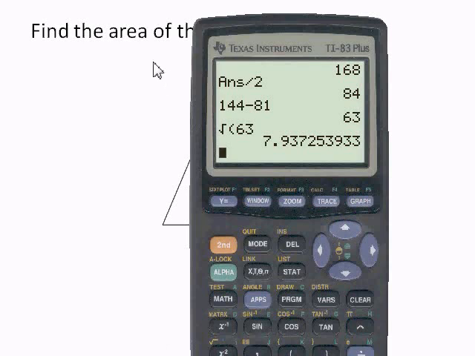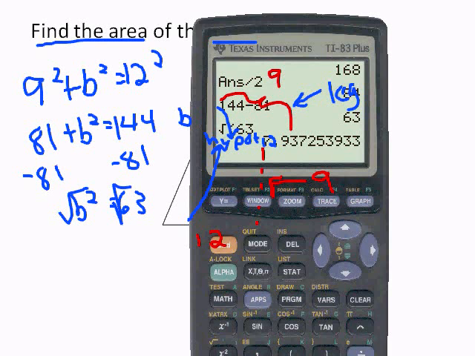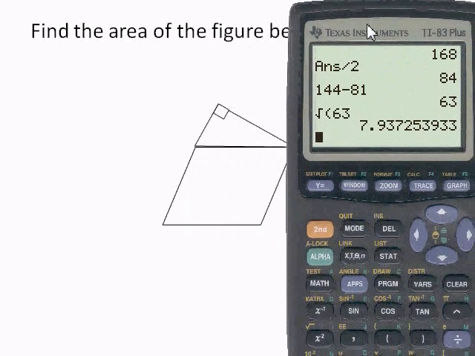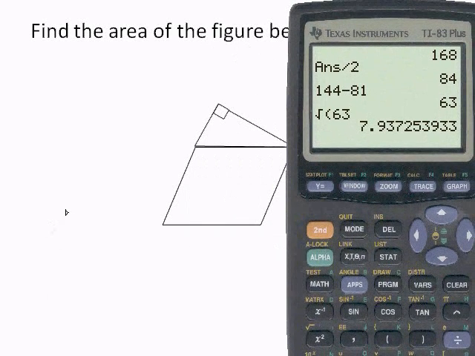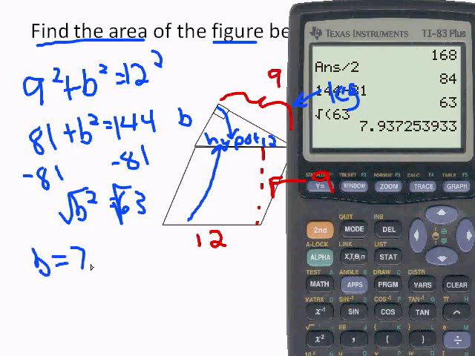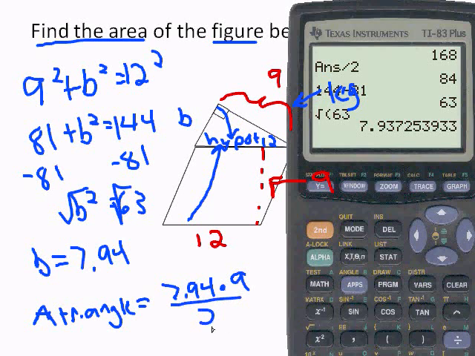And we get that the base is 7.94. So b equals 7.94. This means the area of the triangle is going to be the base, excuse me, not the 12, the base, 7.94, times, we'll call 9 the height, divided by 2.